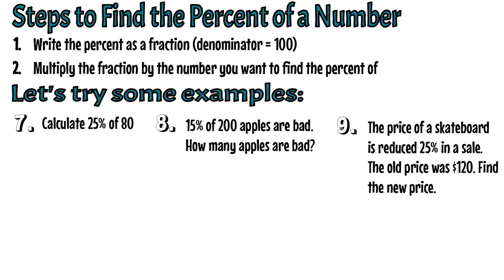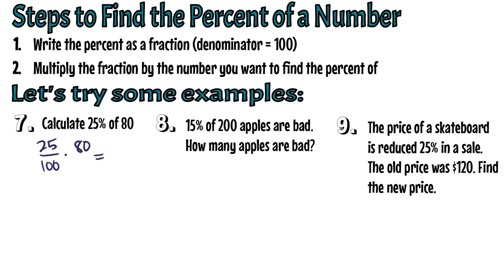In these next examples, we're going to find the percent of a number. So the first step is to write the percent as a fraction with a denominator of 100, just like we did in the previous example. And then we're going to multiply that fraction by the number we want to find the percent of. Let's try some together. So in number 7, we have calculate 25% of 80. So step 1, write the percent as a fraction, 25 over 100. And then we're going to multiply that by our number 80 that we want to calculate the percent of.